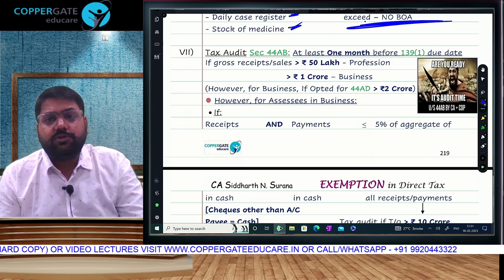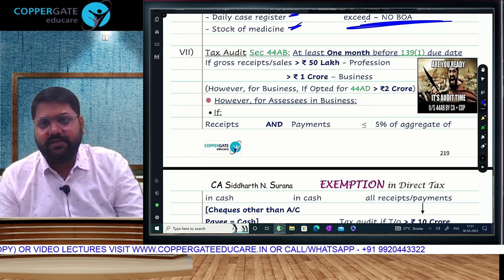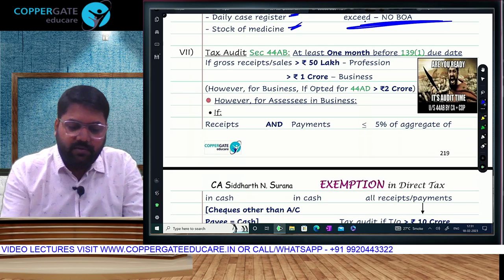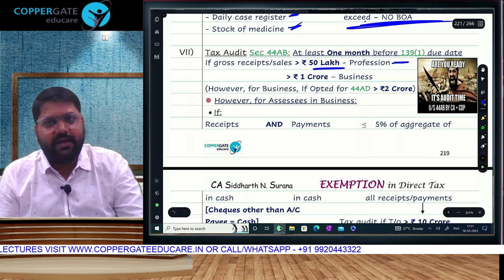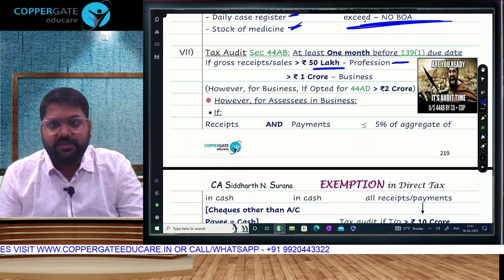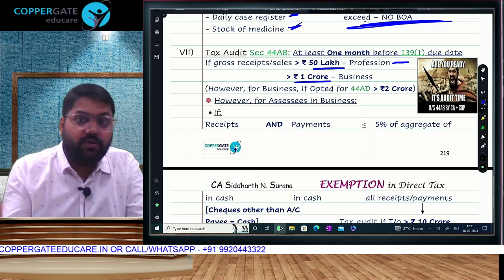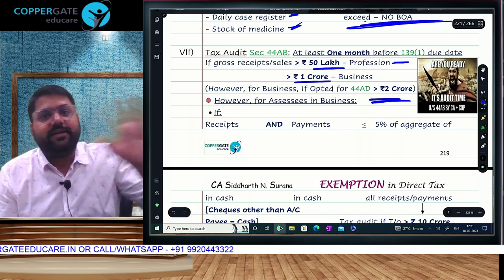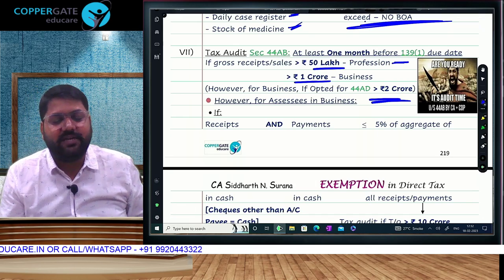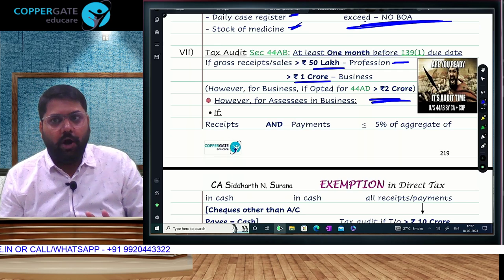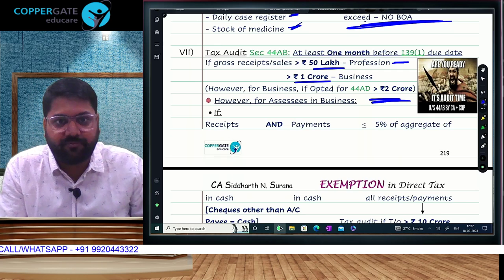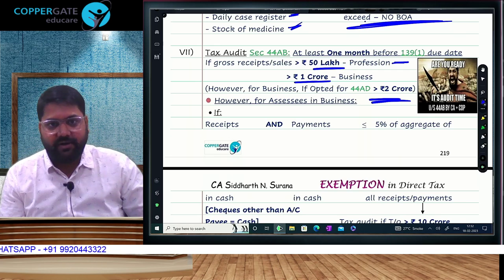44AB, your books of accounts will be audited by a CA holding certificate of practice. For people in profession, if your turnover exceeds 50,00,000, then audit is compulsory. In business, the normal limit is 1 crore only. If you opt for 44AD, there it is 2 crore ka limit, so you don't maintain books of accounts and take presumptive, then we will not apply audit after 1 crore. Matlab, those who don't opt for 44AD, after 1 crore audit is compulsory.